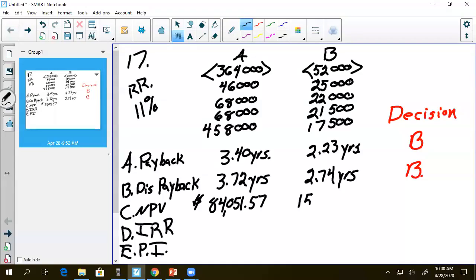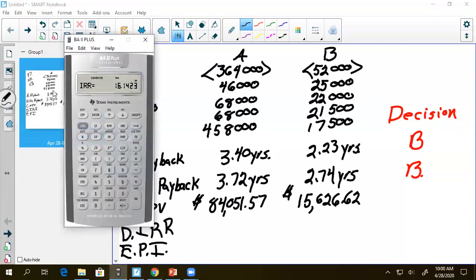15,626.62. Okay. Can you go over how you got that? Because I got 12,627. Sure. Okay. So what we're going to do, we're going to go to our cash flows, and I got to clear all the work out, right?